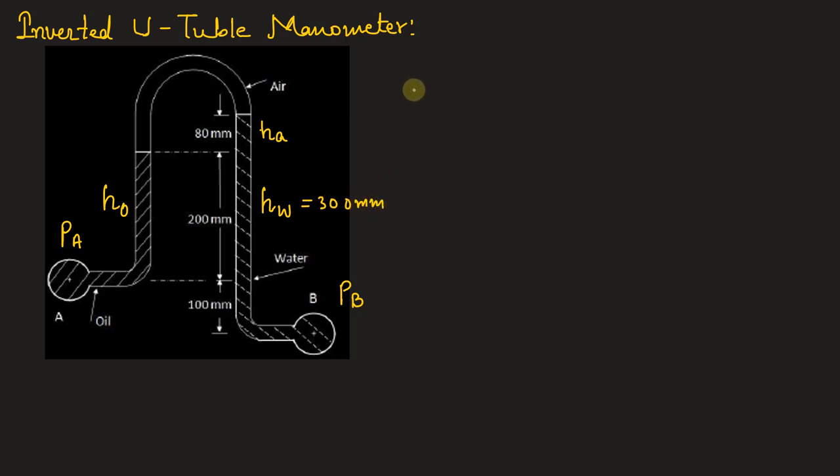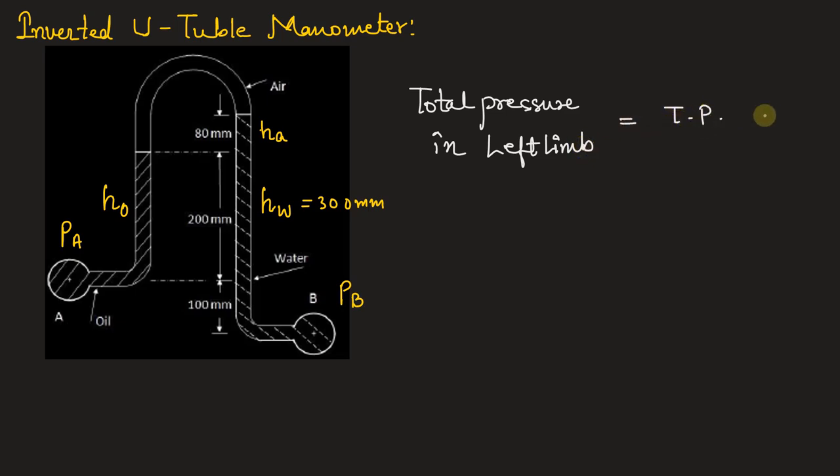And we know the total pressure in left limb should be equal to total pressure in the right limb. Okay. Now this condition must remain valid for the equilibrium condition. So let's write here for equilibrium.